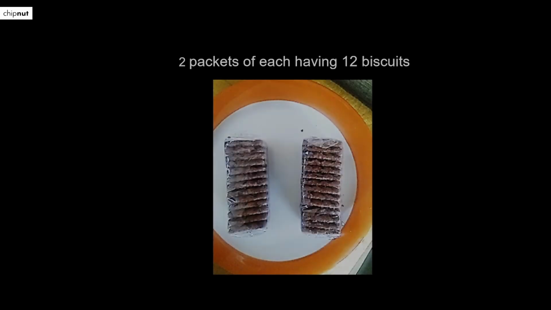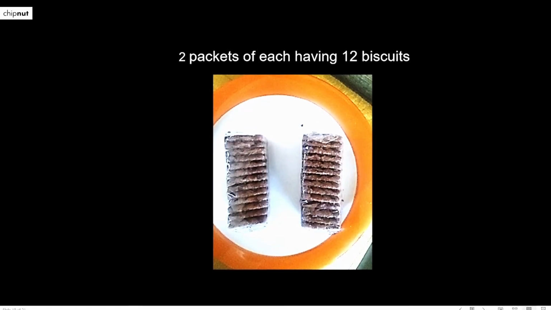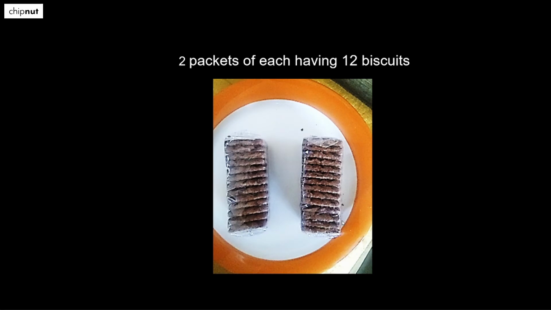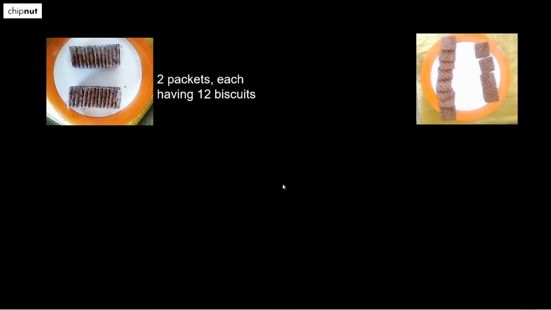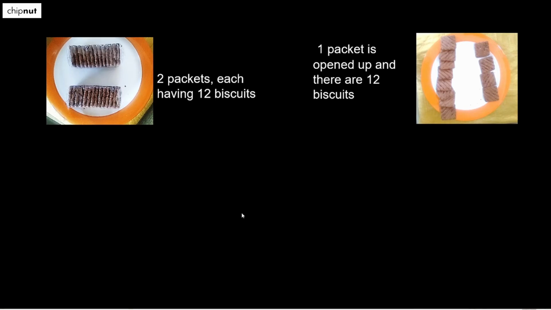Let us understand this concept with a day-to-day life example. We have 2 packets of biscuits, each having 12 biscuits. So these are 2 whole parts. Now let us understand how we get mixed fractions or improper fractions from this. We keep one packet of biscuits as it is and we open the other biscuit packet and get 12 pieces out of it, or 12 parts.